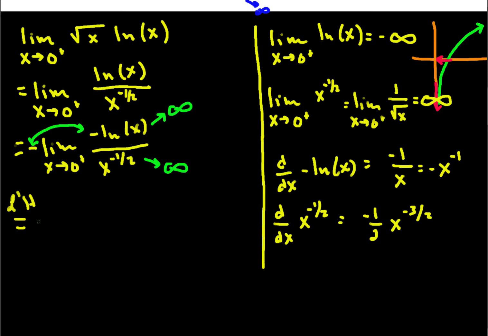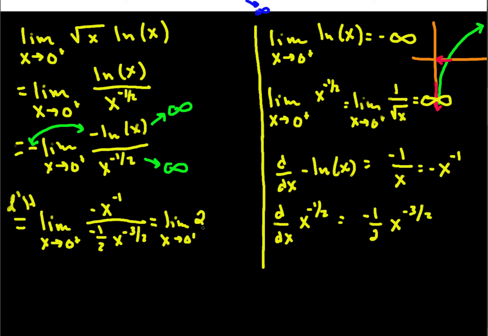So according to L'Hopital's rule, this limit is equal to the limit as x approaches 0 from the right of the derivative of the top, which is negative x to the negative 1, divided by negative 1/2 x to the negative 3/2. And doing the appropriate algebra, canceling this out, this is equal to the limit as x approaches 0 from the right of 2 times x to the 1/2. And as x goes to 0, this is equal to 0. So we know that the limit as x approaches 0 from the right of root x times ln of x is 0.